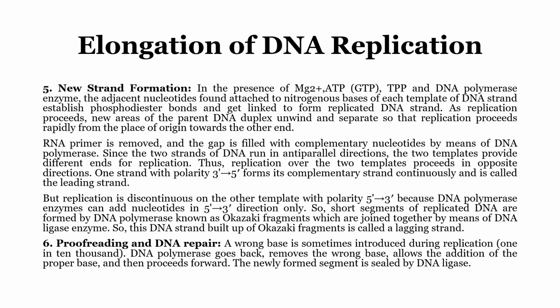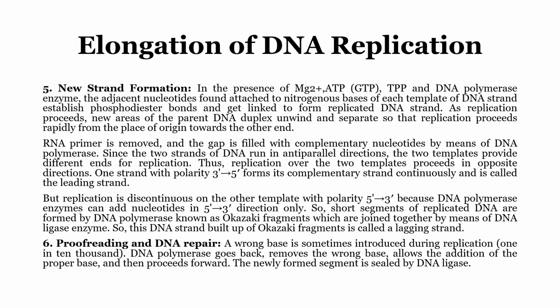The adjacent nucleotides attached to the nitrogenous bases of each template of the DNA strands establish phosphodiester bonds and get linked to form the replicated DNA strand. As replication proceeds, new areas of the parent DNA duplex unwind and separate so that replication proceeds rapidly from the place of origin towards the end. The RNA primer is removed and the gap is filled with complementary nucleotides by means of DNA polymerase.